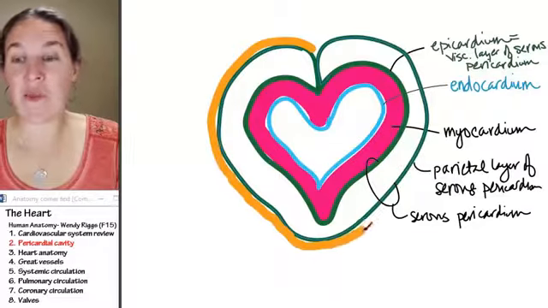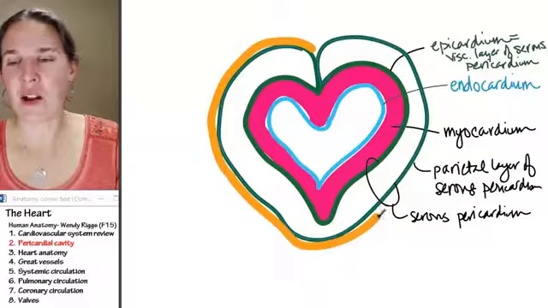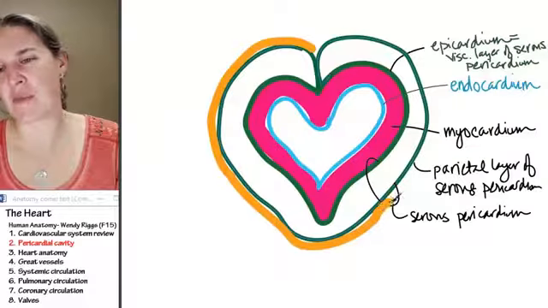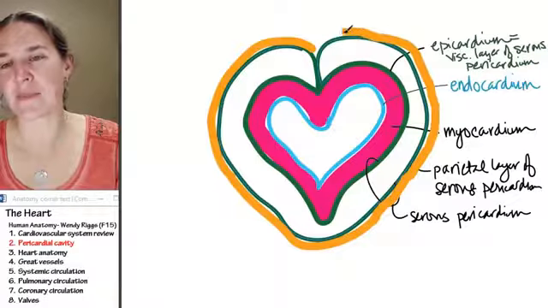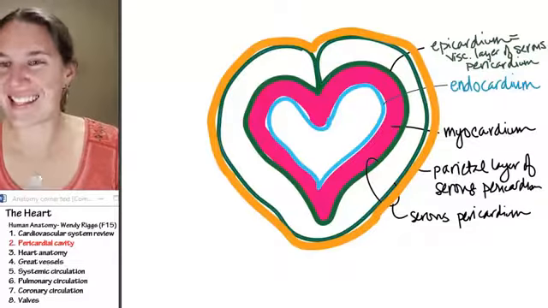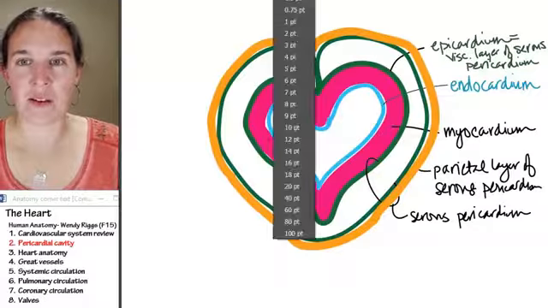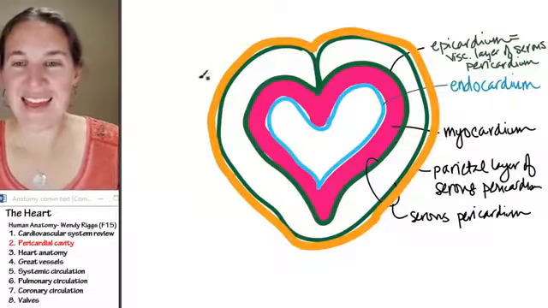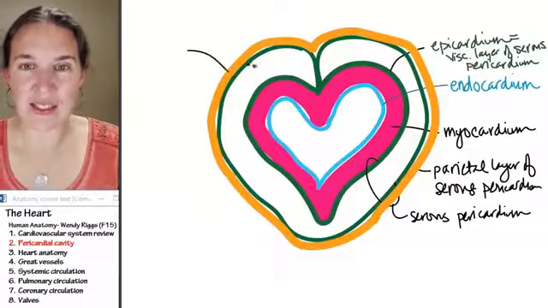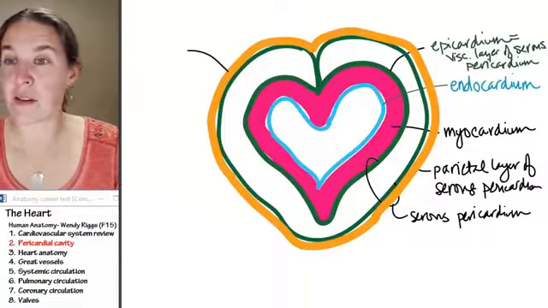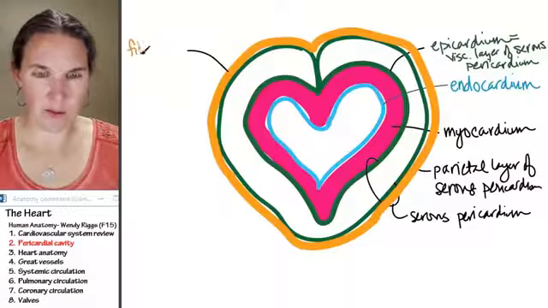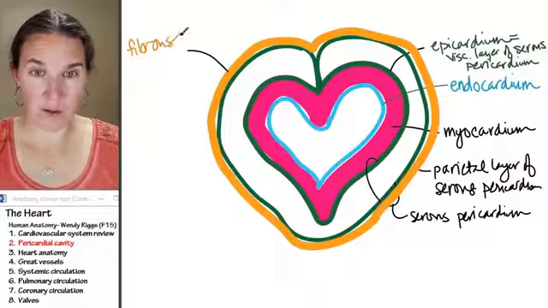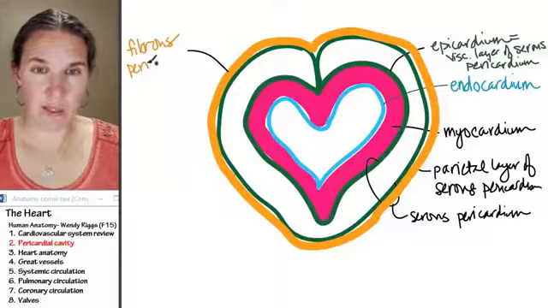Because the parietal layer of the serous pericardium, okay, this is going to be bad because it's going to make it look like the serous pericardium includes this fibrous layer, but it doesn't. There we go. Now I got to make my pen small. This yellow piece is the fibrous layer. Okay, let's write that down. The fibrous pericardium.